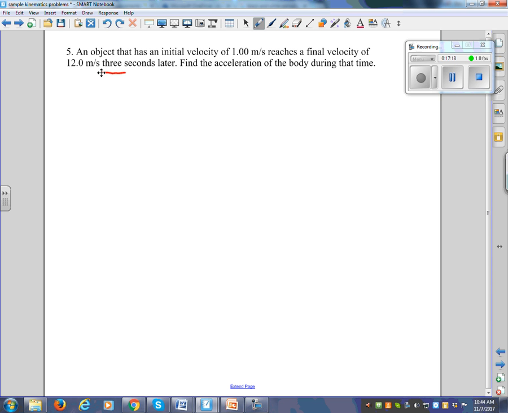So we got initial is 1. We got final is 12. Do you have to write it out? Not necessarily. You can just write the letters up top there. 3 seconds later. Okay, so to find the acceleration, we're going to go delta V, VF minus VI all over T. Oh, hang on here. That's not right. What am I doing?